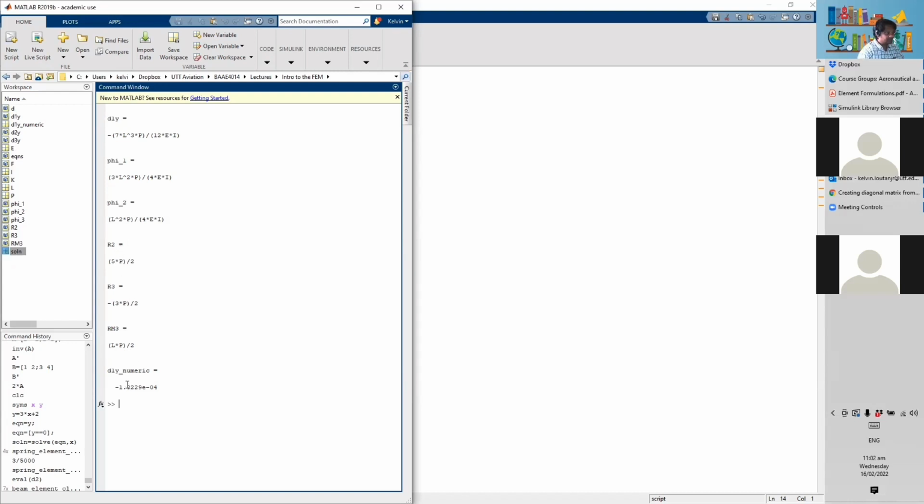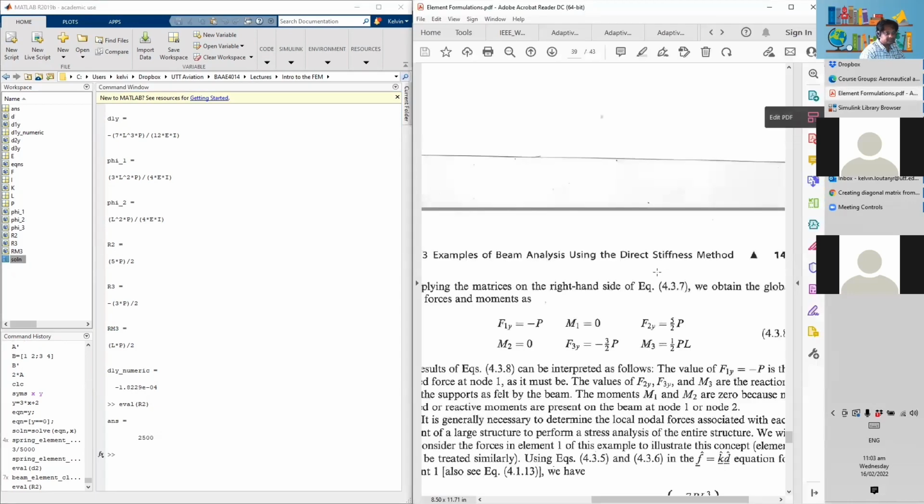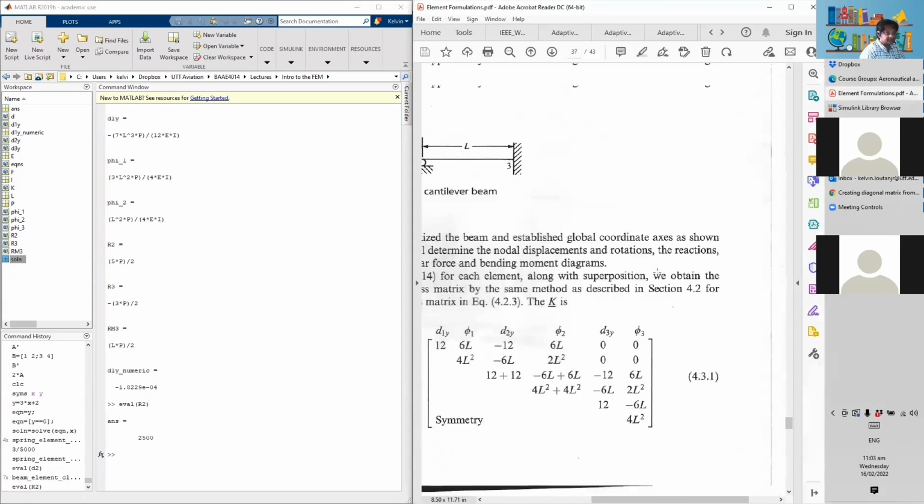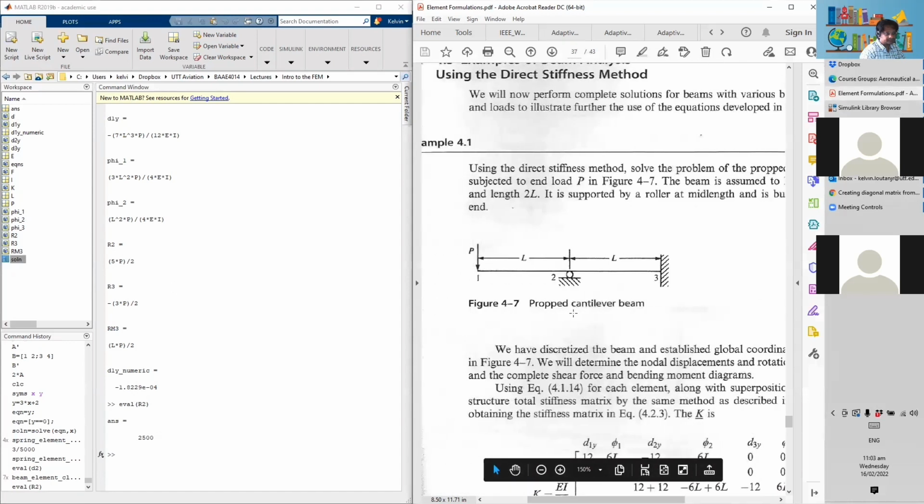Right, so we could say eval, let's just say R2, for example. Because numeric values for P, E, I and L are now stored in the workspace, when we do this, it will substitute those values into this R2 equation. Right, so the answer is 2500. So R2 is 2500, and that will be pointing in the up direction, which makes sense because in the beam the reaction force will be up like this, right? Up.